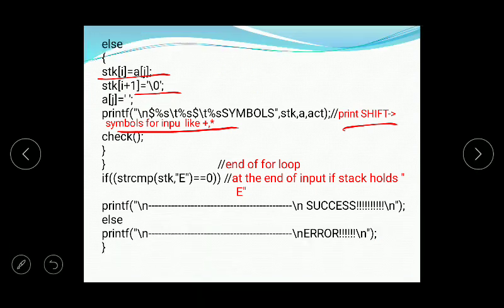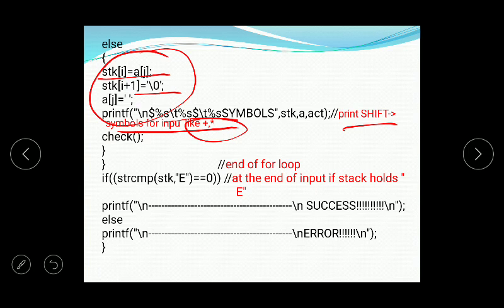Only that's it. So other than id, we have only plus and star. Those plus and star will be pushed onto the stack directly. For that purpose, this else part is written. Okay, got it? I think it is fine.